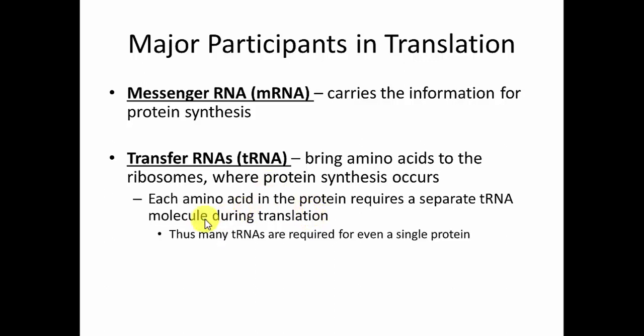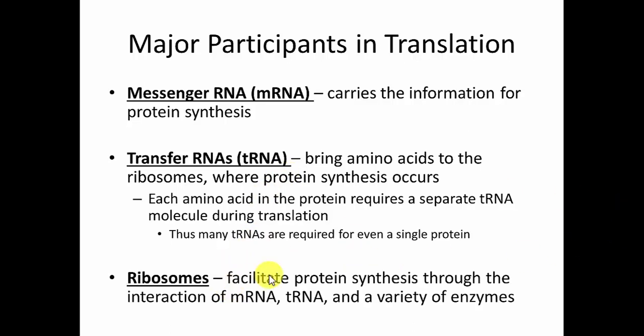But if you look back, what is a protein? It's a sequence of amino acids. If you were going to build a protein, you would have to build it one amino acid at a time. Transfer RNAs are essentially molecules that deliver amino acids to the ribosomes where protein synthesis takes place. So each amino acid requires a separate tRNA molecule during translation. Thus, many tRNAs are required.